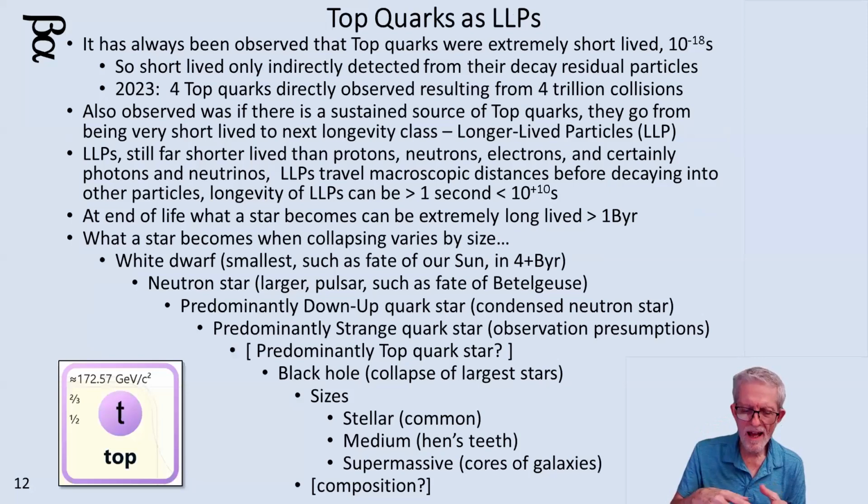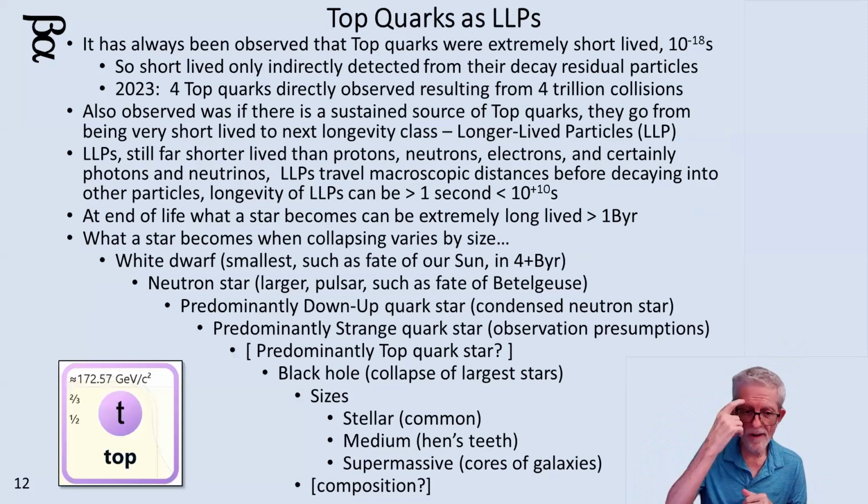The next step up from that, if your star is even bigger, you might have so much gravitational pressure that you squeeze the quarks together and you make bigger quarks. And the next bigger quark from up and down is strange. But take that to the next level, and if you squeeze the quarks even closer together, you may actually move up from strange quarks to the biggest quark you can get to, which is a top quark. That's just my postulation. You can see the progression.